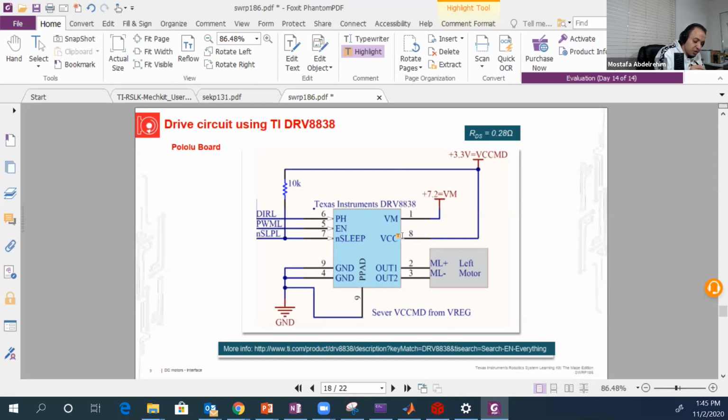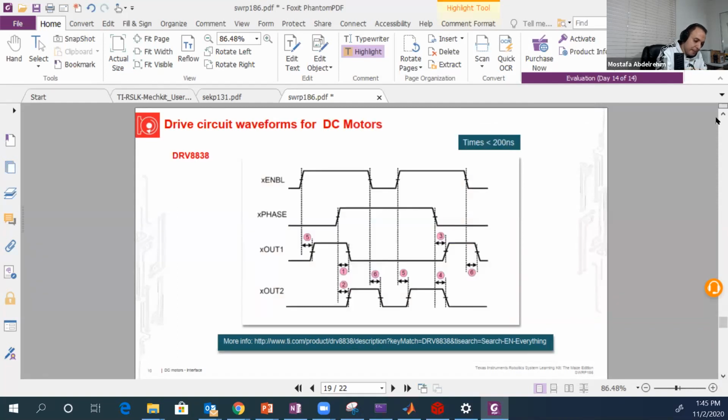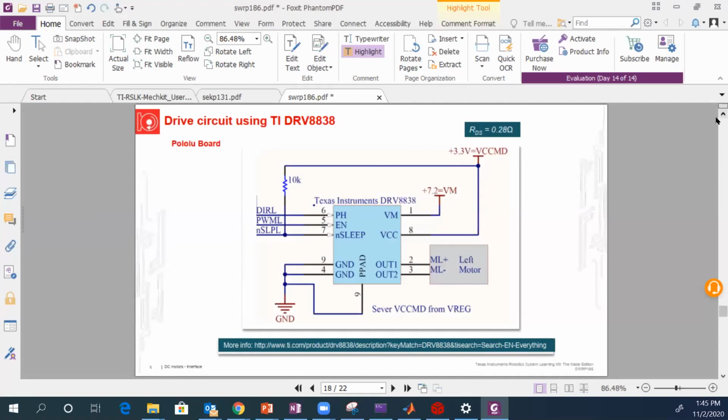So this is a chip that you have two of them, one to control the left motor and one to control the right motor. So this is, for example, the one that controls the left motor. Can you please explain pin 6 and 5 again, just briefly?